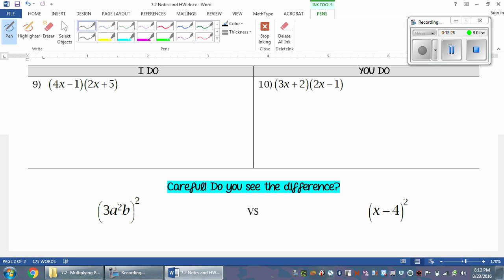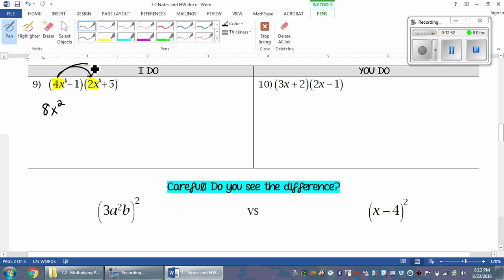All right, let's continue with number 9. So now the only difference is I have a 4x and a 2x. Again, as long as you remember the properties of your exponents, this problem is not difficult. We have 4x times 2x. Remember, I do 4 times 2, which makes 8. I keep the base the same and I add the exponents. 1 plus 1 is 2. So 4x times 2x is 8x squared.